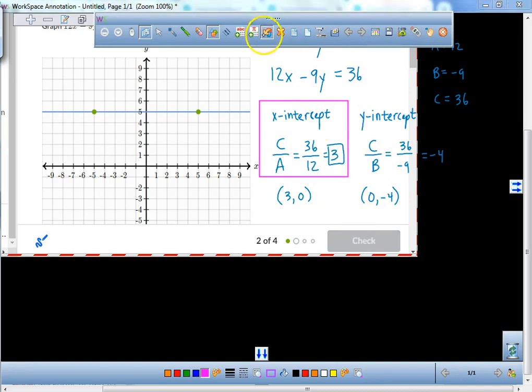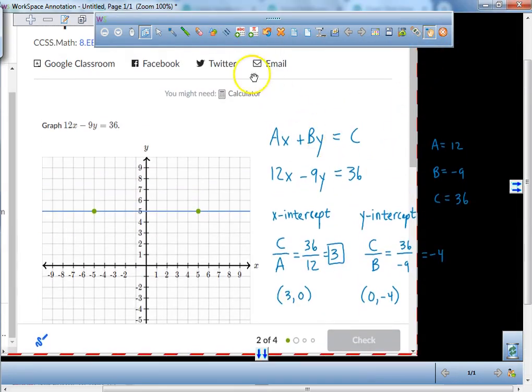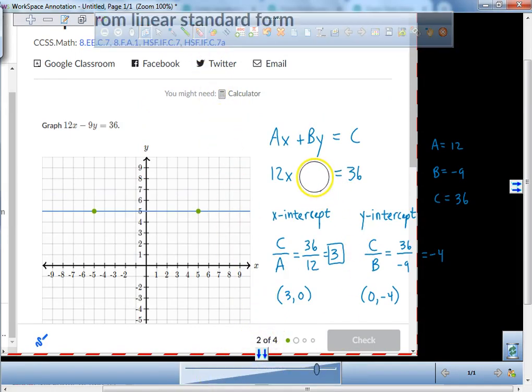Now, what do I do when I'm doing it in my head? Here's what I do. I cover things up. Ready? I cover this up. What do you guys see right there? 12x equals 36. And I divide both sides by 12 and I get x equals 3. And then if I want to solve for the y-intercept, I cover up all the x's and I divide both sides by -9. And 36 divided by -9 is -4.